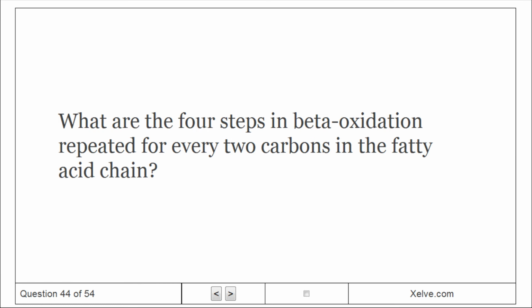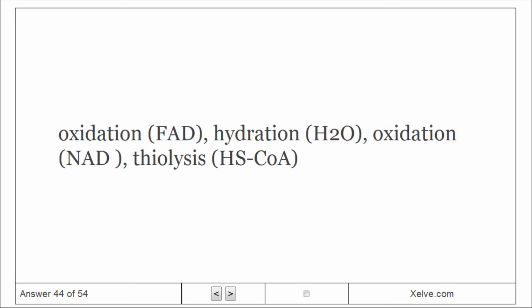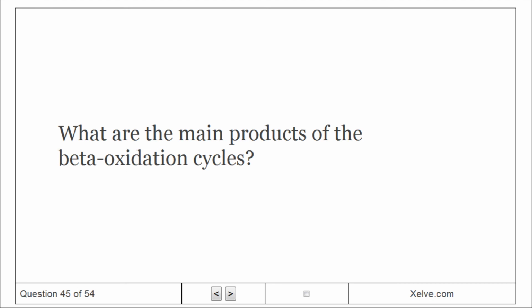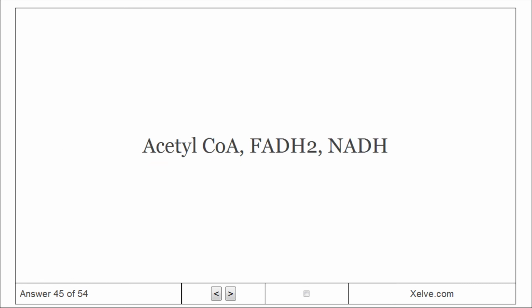What are the 4 steps in beta-oxidation repeated for every 2 carbons in the fatty acid chain? Oxidation, hydration, oxidation, thiolysis. What are the main products of the beta-oxidation cycles? Acetyl-CoA, FADH2, NADH.